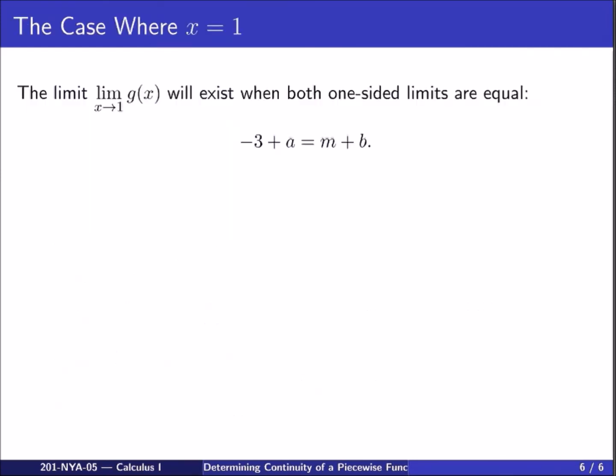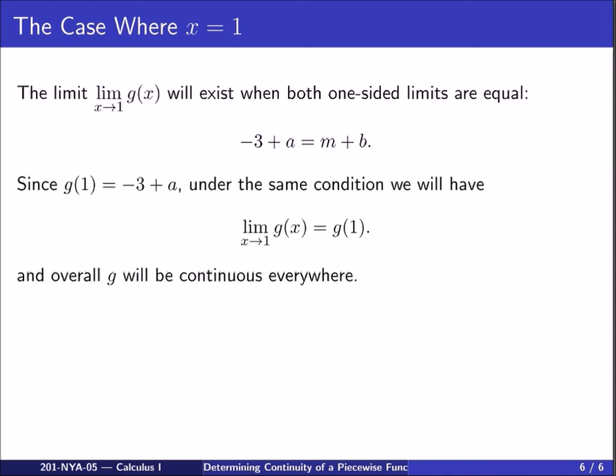Now the limit as we approach 1 will exist if the two-sided limits are equal. So that means it will exist if minus 3 plus a is equal to m plus b. Now recall that minus 3 plus a is also the function value at 1. So if that condition is satisfied, we will have that the limit of g of x as x approaches 1 will be equal to g of 1. In other words, g will be continuous at 1. And because it was continuous everywhere else, that condition, minus 3 plus a equals m plus b, guarantees that g is continuous everywhere. So that's the condition we were looking for.